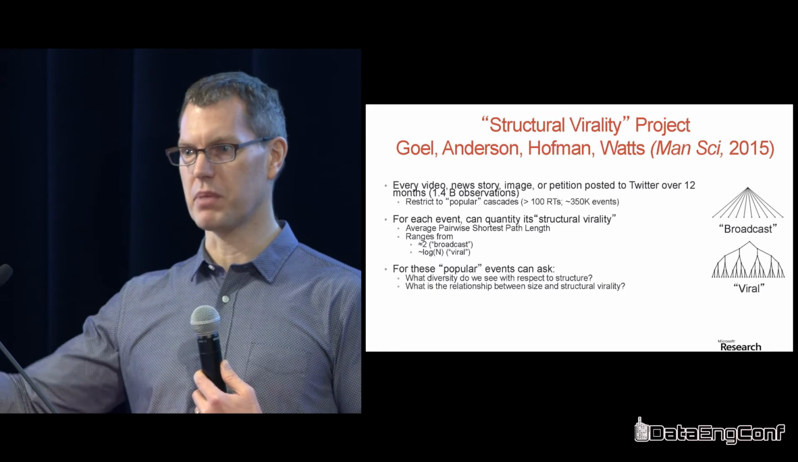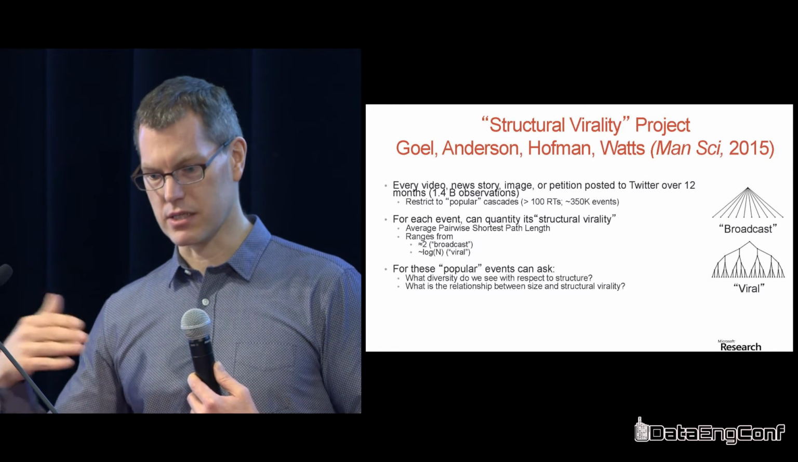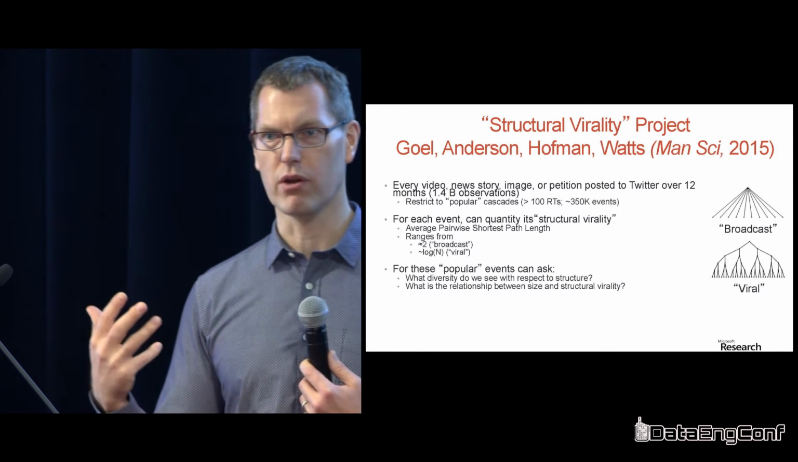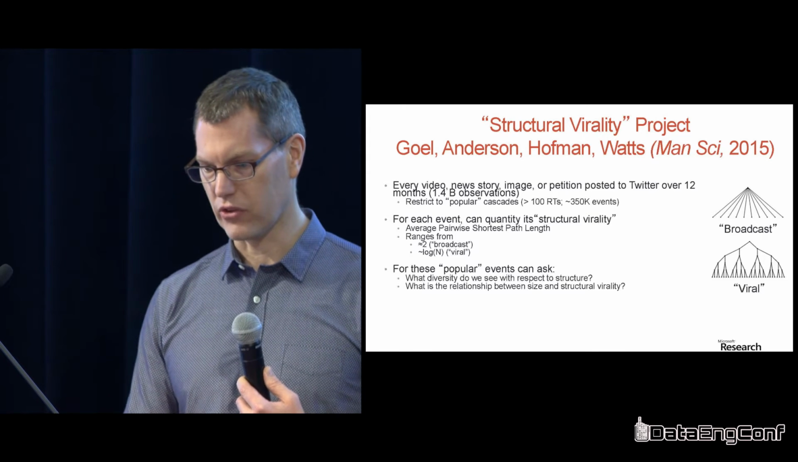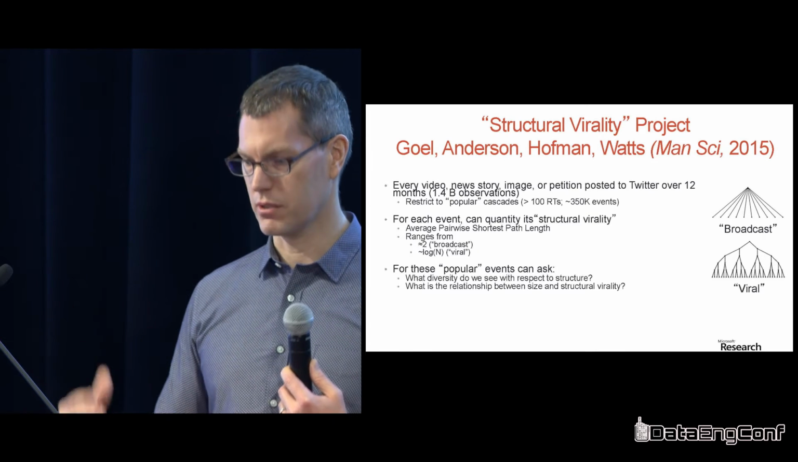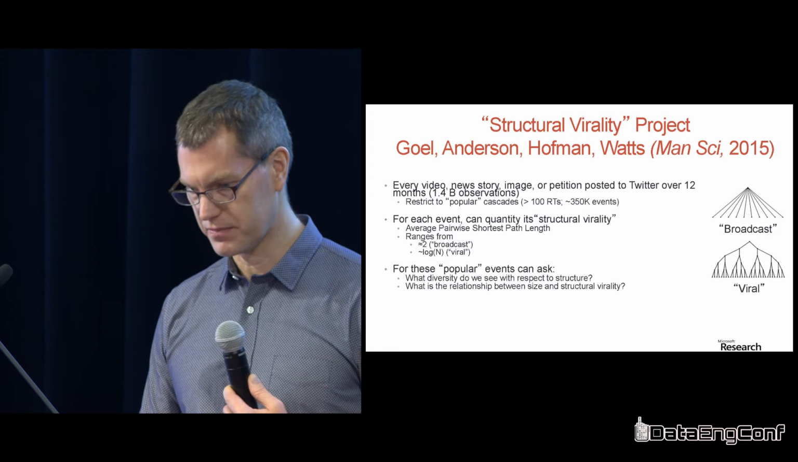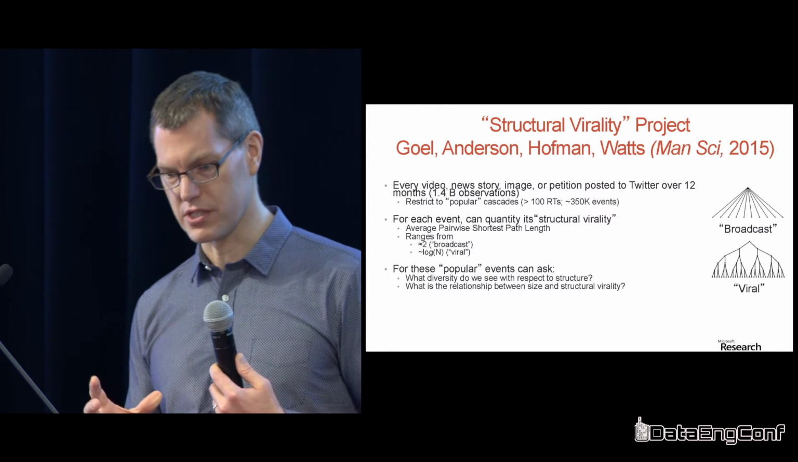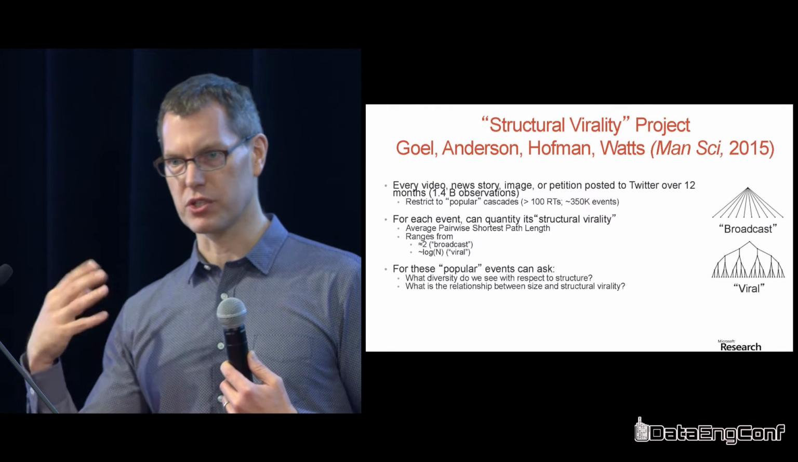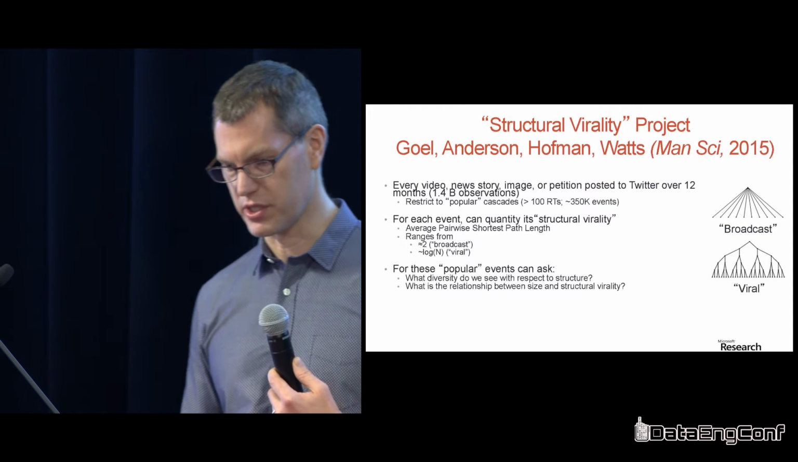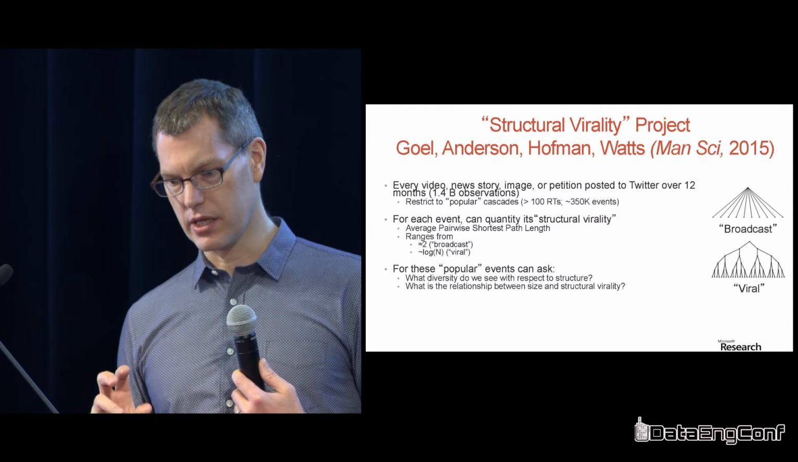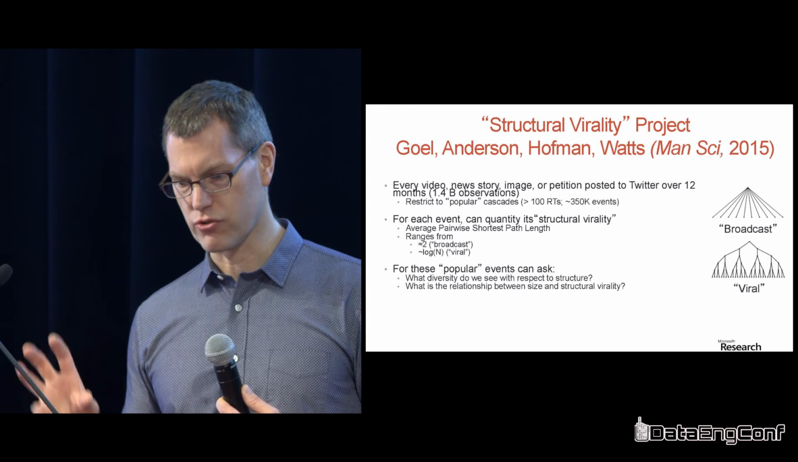So this is where the big part of the big data starts to help you: when you're studying rare events, and you need to have a lot of them, you need to have an enormous population to begin with. Okay, so for each one of these cascades, which are at least 100 retweets in size, we can study this property that we define called structural virality.